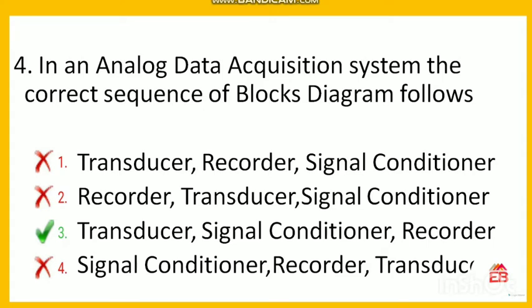In an analog data acquisition system, the correct sequence of block diagram follows. So in a data acquisition system, as per the block diagram, what are the blocks that should follow the correct sequence. So the options are transducer, recorder and signal conditioner. Option 2 is recorder, transducer, signal conditioner. Option 3 is transducer, signal conditioner, recorder, or option 4 signal conditioner, recorder, transducer. So the correct sequence is transducer, signal conditioner and recorder. So option 3 is correct.